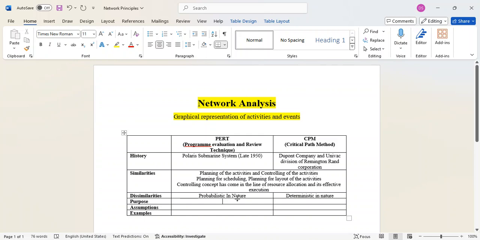Then the question comes, why are we doing PERT and CPM? There should be some purpose. In both cases the purpose is the same. So I will highlight it in this way, which will be easier for you. One of the major purposes is that you can allocate the resources in an effective way.